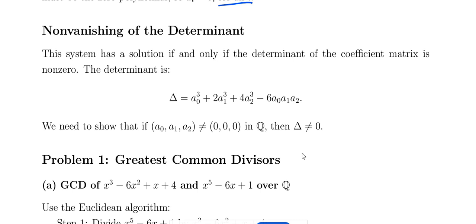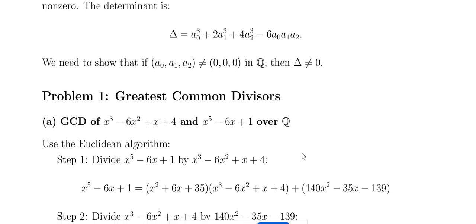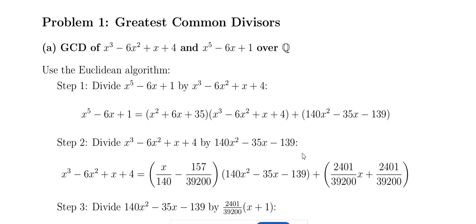So that determinant is delta equal to a0 cube plus 2a1 cube plus 4a2 square. We want to show that a0, a1, a2 should not equal 0, 0, 0 in Q. So then delta is not equal to 0. So how to find the greatest common divisor of x cube minus 6x square plus x plus 4 and x cube minus 6x plus 1 over Q.